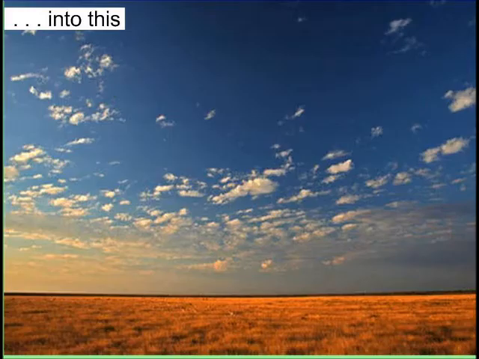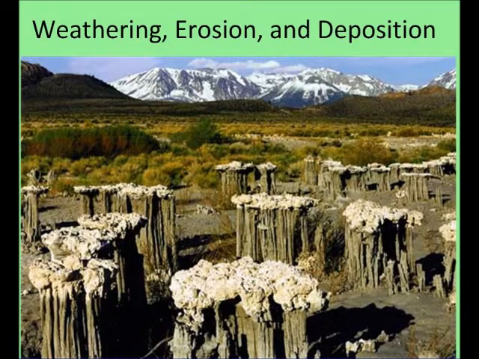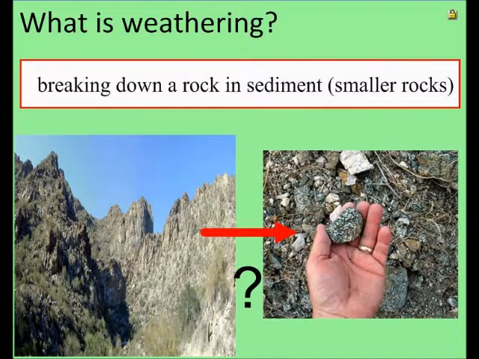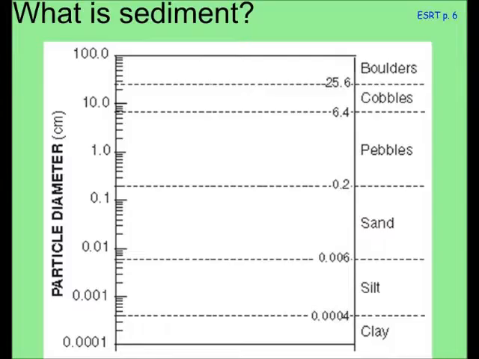Can a mountain be turned into a plain? That's really the topic in this video, which is weathering, erosion, and deposition. Weathering is breaking down a larger rock into a smaller rock, which is called sediment. This is from page 6 of your reference table.